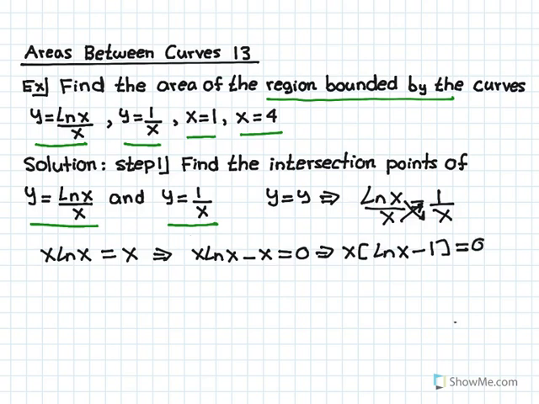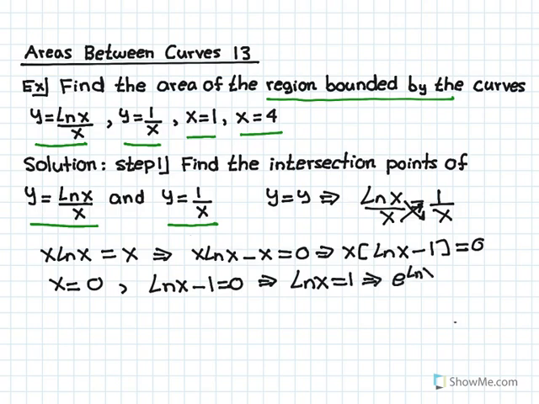We get two solutions. x equals 0, which we're going to reject, and we'll talk about that. And we'll also get log x minus 1 equals 0. Add 1 to both sides, we get log x is equal to 1. Exponentiate both sides, we get e to the log x is equal to e to the 1. But e to the log x is just x, so we get x equals e.